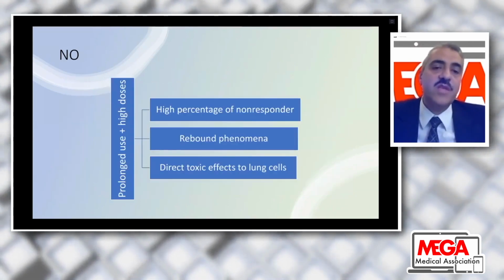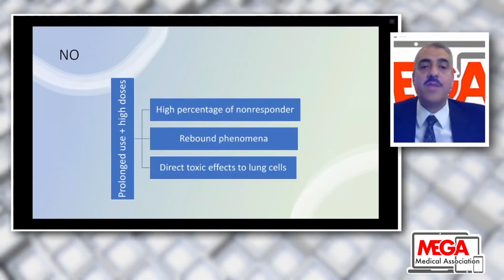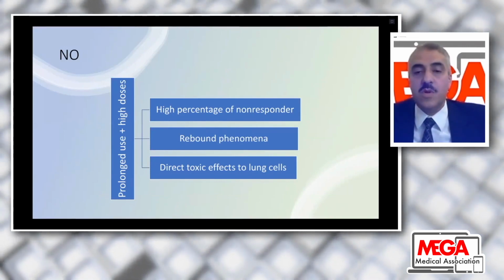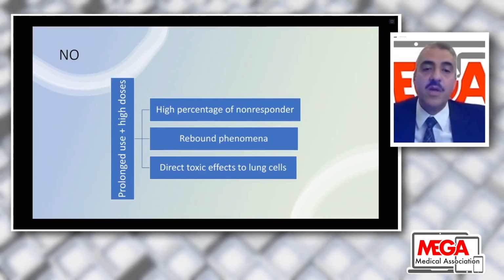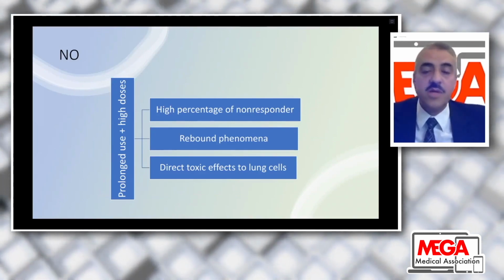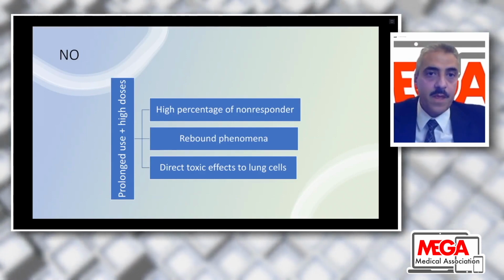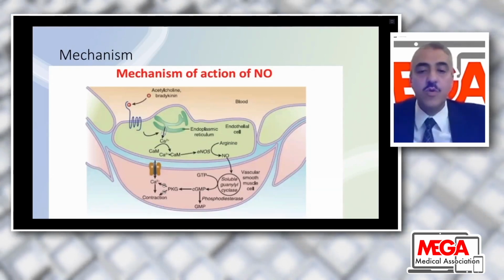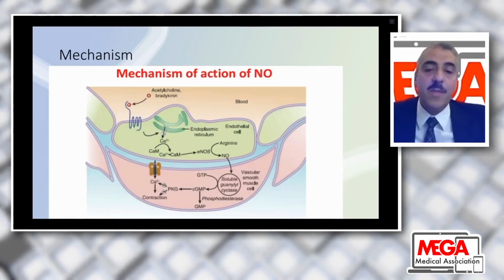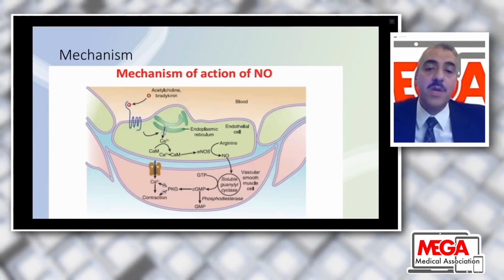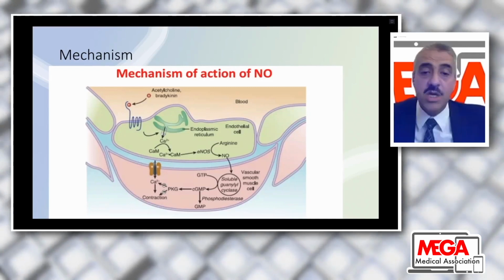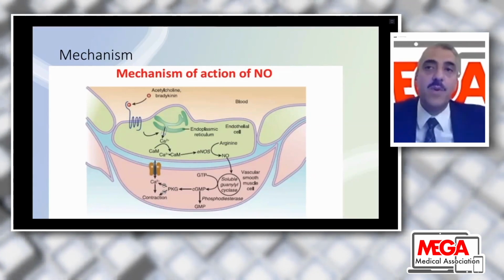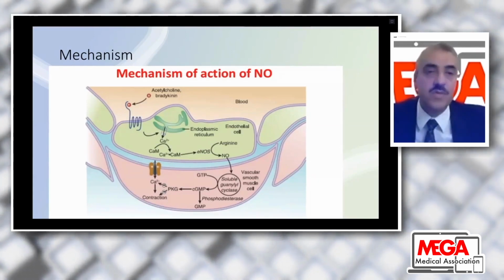Nitric oxide also has the disadvantage that if it is used for a prolonged time and at high dose, a high percentage of patients are converted to non-responders. There is also a rebound phenomenon, and direct toxic effect to the lung cells might happen. The mechanism of nitric oxide is that it passes from the endothelium to the smooth muscle and stimulates a big amount of cyclic GMP, which produces protein kinase G, which decreases calcium uptake by the cell and increases calcium uptake by the sarcoplasmic reticulum, and relaxation follows.